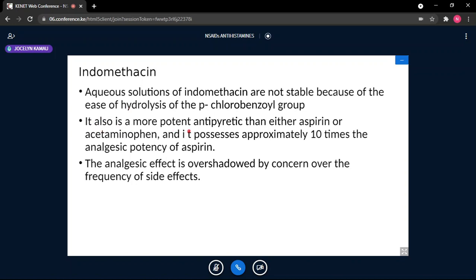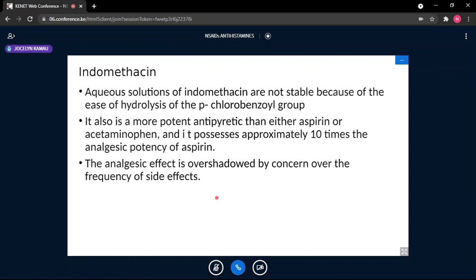It also is a more potent antipyretic than either aspirin or acetaminophen and possesses approximately 10 times the analgesic activity. So it's more potent. We can explain the increased potency. Aspirin has only one hydrophobic area. Indomethacin has two hydrophobic areas. Its structure also allows for conformational arrangement so that the molecule can bind the receptor appropriately to give us optimal activity. So we understand why this molecule has better activity than aspirin.